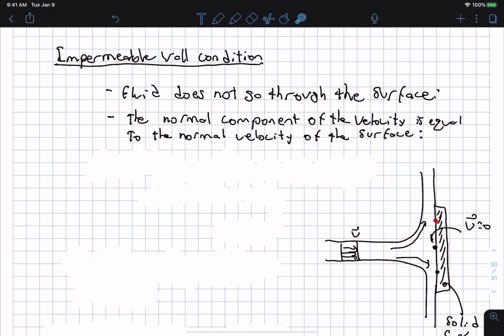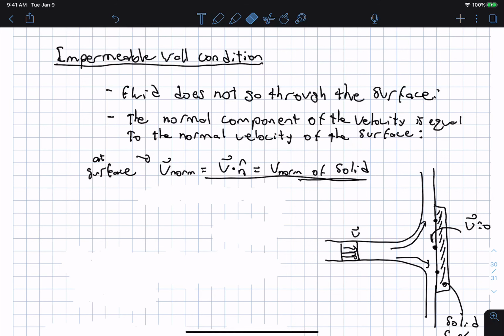And that's the same here as it is here. That is why the flow is forced to turn and follow the surface of the plate, and why it goes spraying out to the side, which you've seen in your everyday life. In mathematical form, at the surface, the normal component of the fluid velocity, which is v dot n hat, is equal to the normal component of the velocity of the solid.